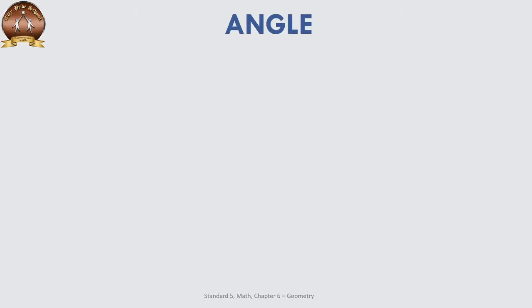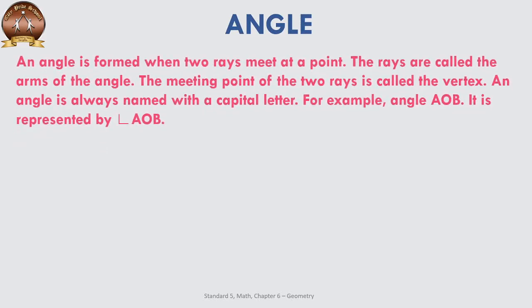Now let us know the basic thing about what is an angle. An angle is formed when two rays meet at a point. The rays are called the arms of the angle. The meeting point of the two rays is called the vertex. An angle is always named with a capital letter. For example, this is angle AOB. Angle AOB is represented by the symbol of angle and then AOB, where the arms start from this side and the vertex is in the center. The nomenclature of an angle has the vertex always in the center.